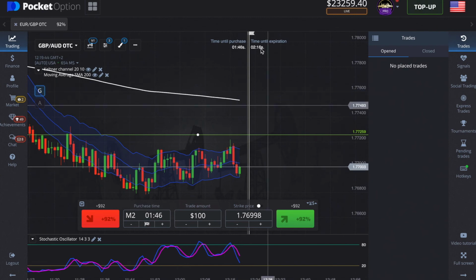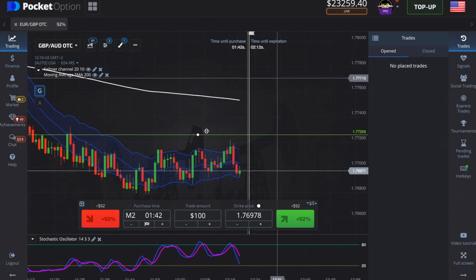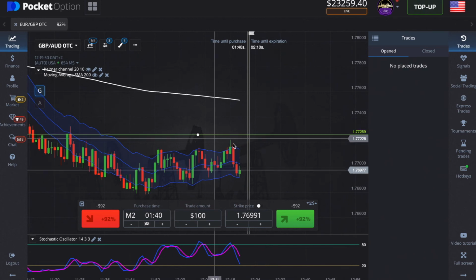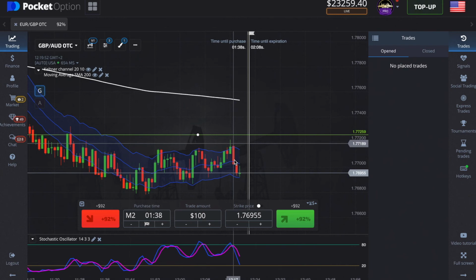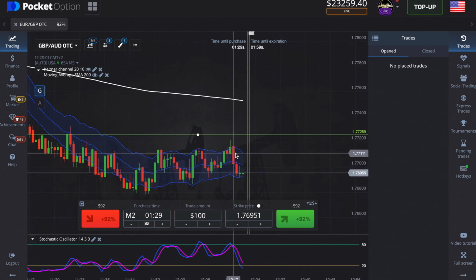When the candles are above, you want to have a bias towards call options. When the candles are below, you want to have a bias towards put options, right? So which side of the 200 moving average are we on? We're on the bottom, so we're going to have a bias towards put options. Okay, so what we do is we don't rush the trade, we let the trade come to us.